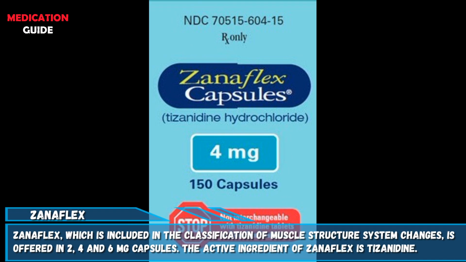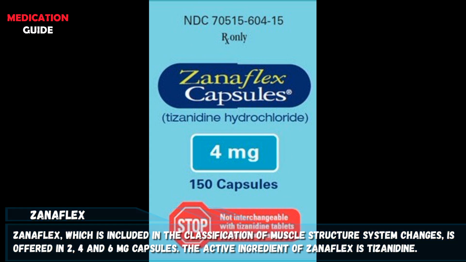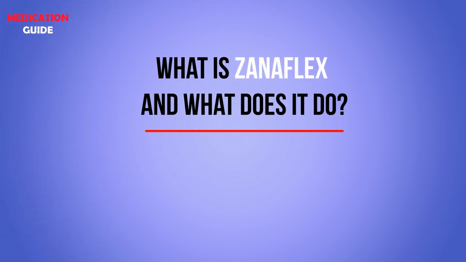ZANAFLEX, which is included in the classification of muscle structure system changes, is offered in 2, 4 and 6 mg capsules. The active ingredient of ZANAFLEX is Tizanidine. What is ZANAFLEX and what does it do?